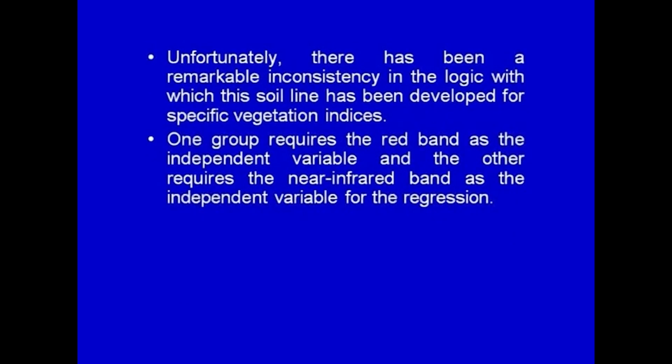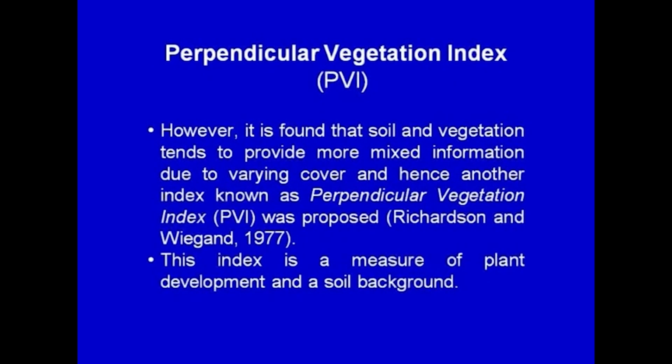Unfortunately, there has been a remarkable inconsistency in the logic with which this soil line has been developed for specific vegetation indices. One group requires the red band as the independent variable and the other requires the near infrared band as the independent variable for regression. However, it is found that soil and vegetation tend to provide more mixed information due to varying cover, and hence the perpendicular vegetation index as proposed by Richardson and Wiegand has been developed, and this is a measure of plant development and soil background.